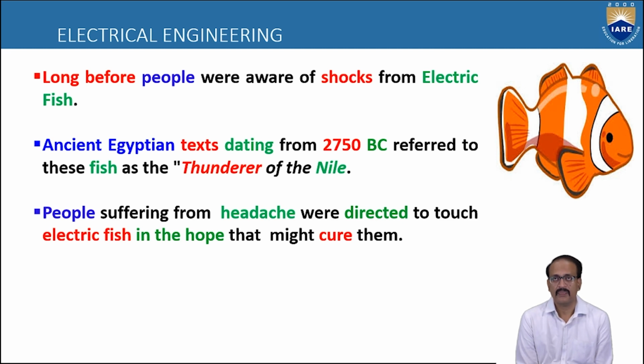In the olden days, the people knew what an electric shock is. You may wonder how they knew. It is because of the eel fish, but they were calling it the thunder of the Nile. And also the people knew about the thunderbolt. That's why they called that fish the thunder of the Nile.